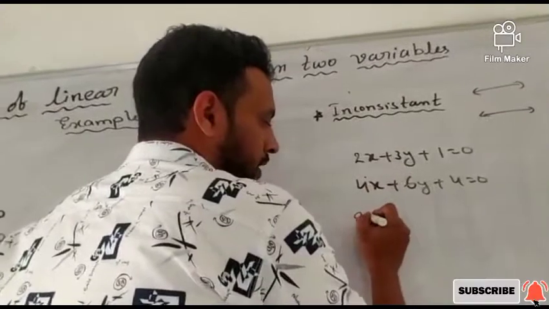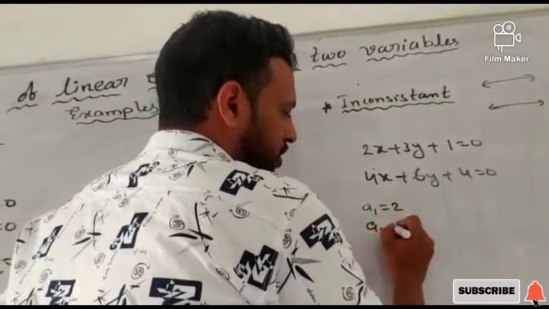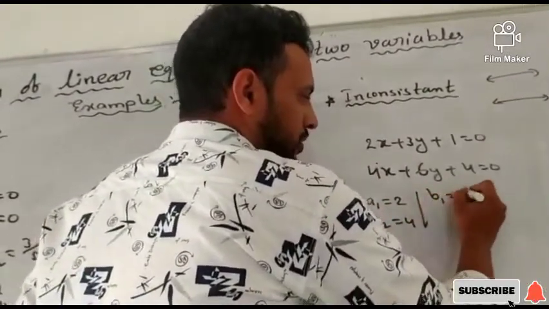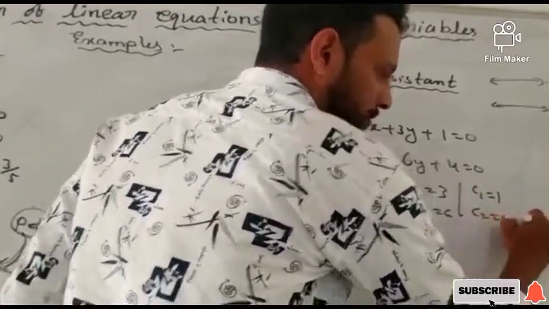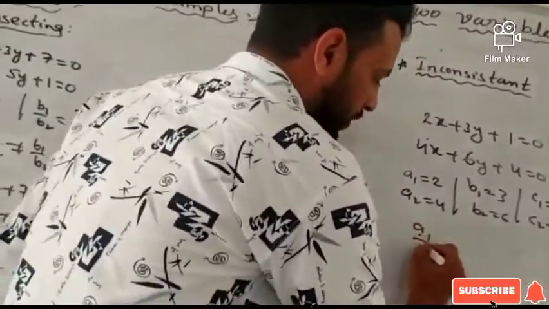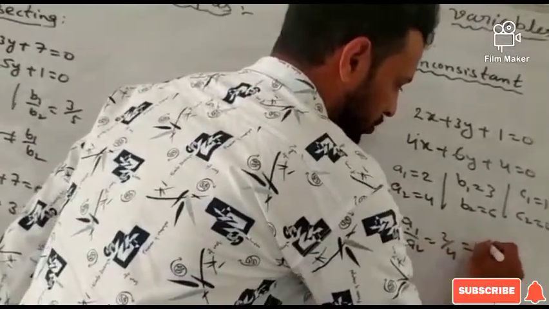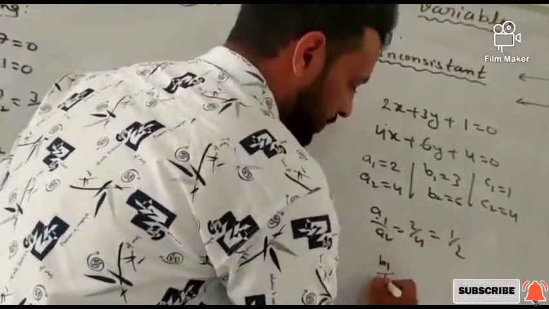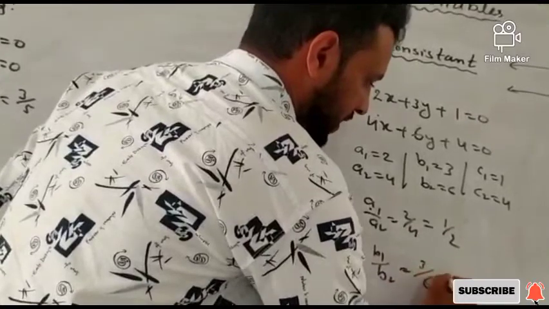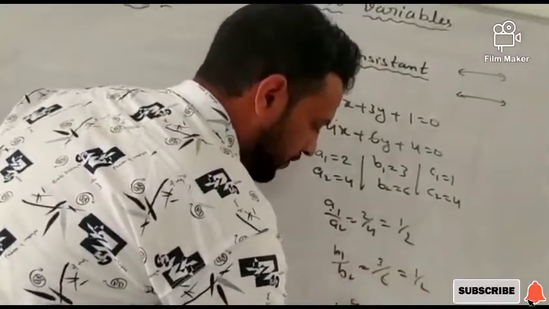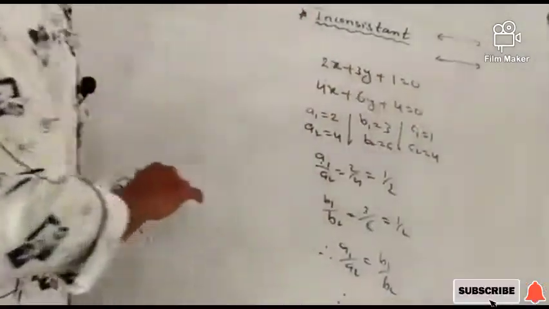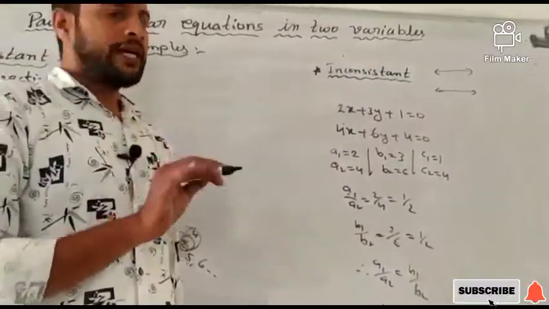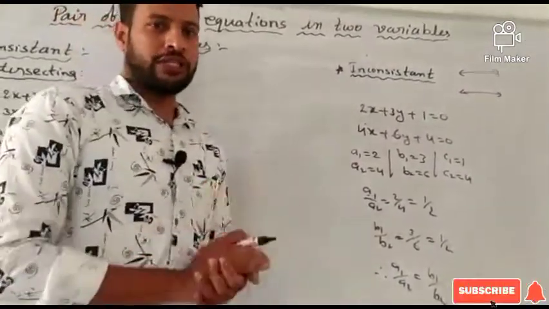So a1 equals 2 and a2 equals 4, b1 equals 3 and b2 equals 6, c1 equals 1 and c2 equals 4. So a1 by a2 equals 2 by 4, that is 1 by 2. b1 by b2 equals 3 by 6, that is 1 by 2. Therefore a1 by a2 equals b1 by b2. Then we can say the given two lines are inconsistent. Okay, this is one way to ask the questions.